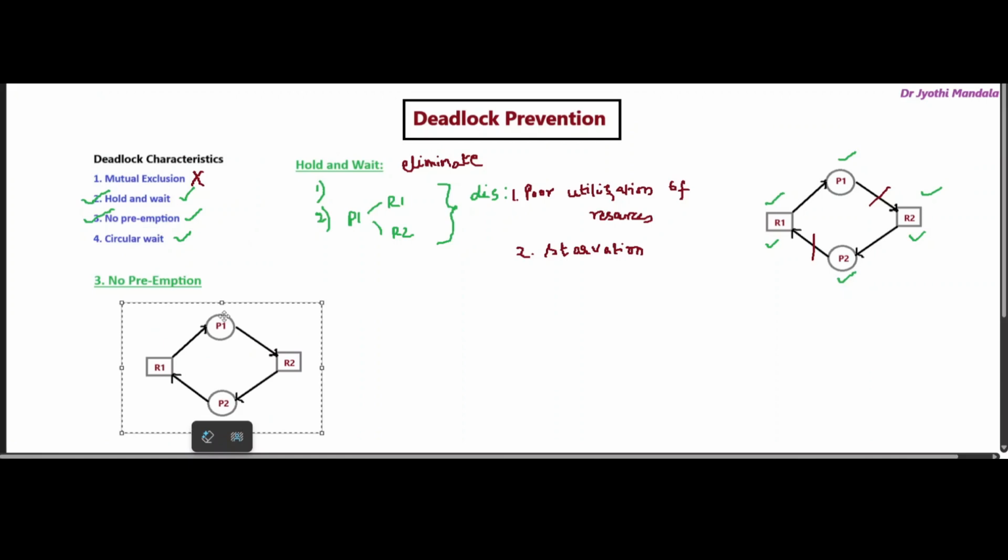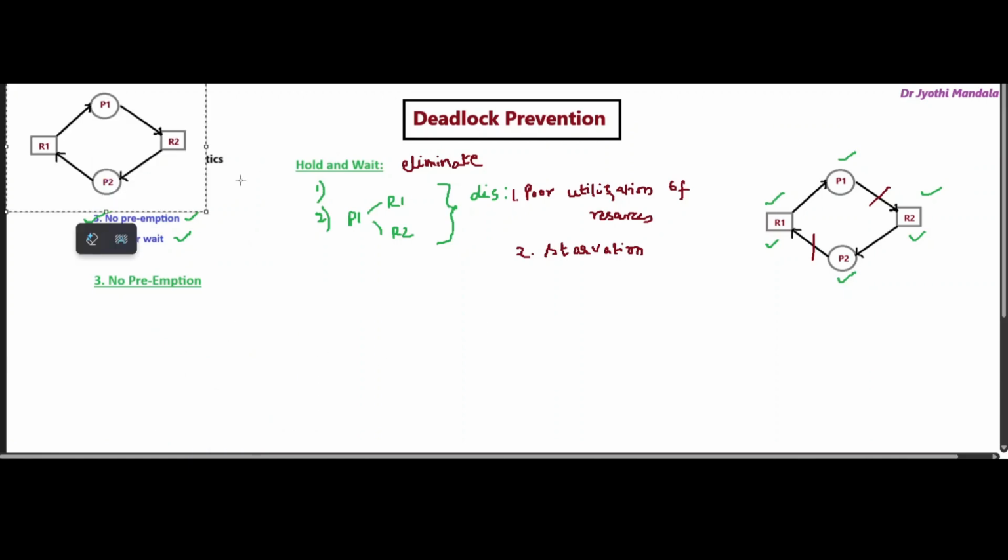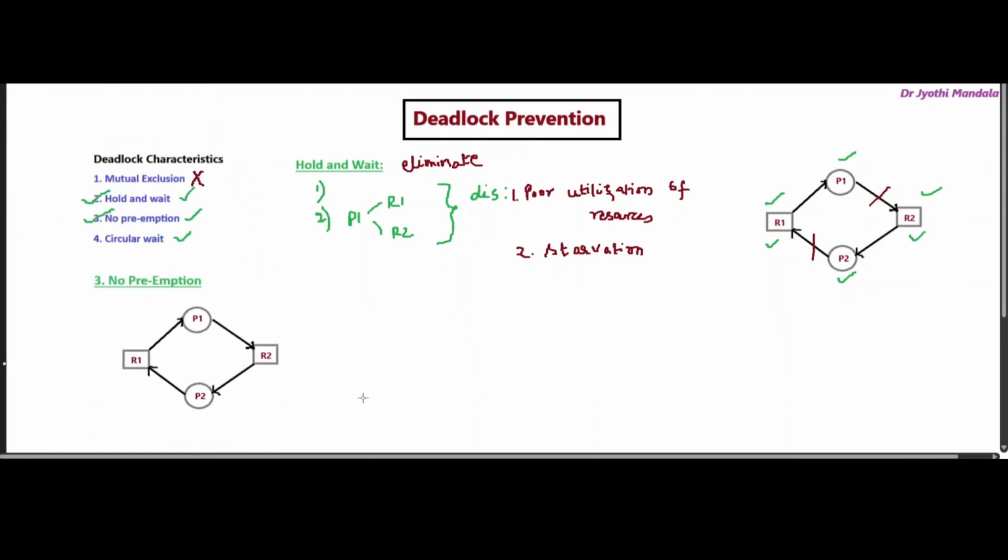Here, P1 got the resource R1 and it is waiting for the resource R2 so that it can complete its execution. P1 is holding the resource R1 and it is waiting for R2. Until and unless it gets R2, its execution cannot be completed. Once its execution is completed, then only it can release R1. Because of that, the system is going into a deadlock state.